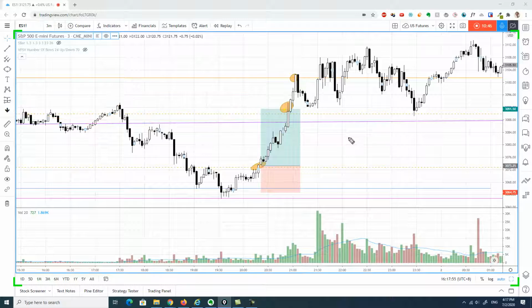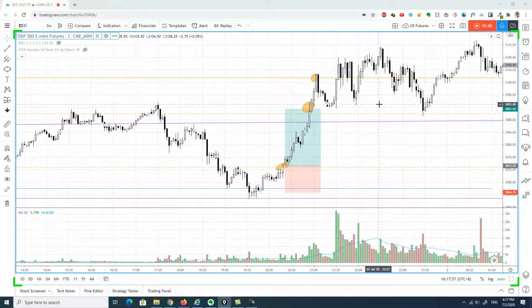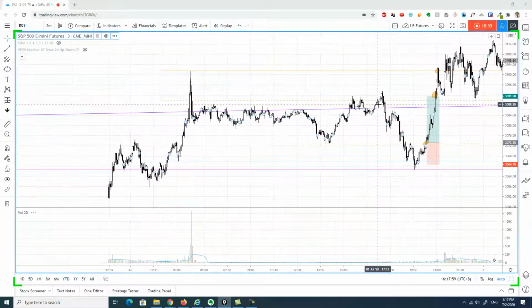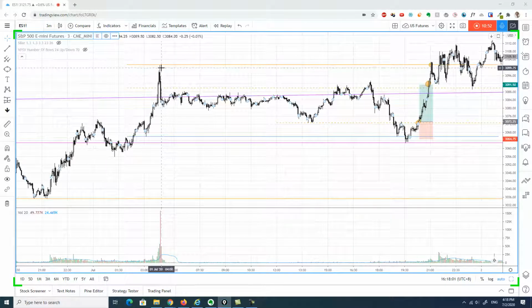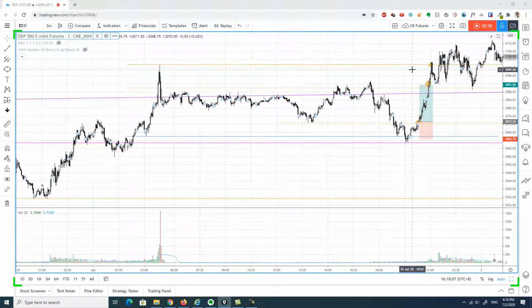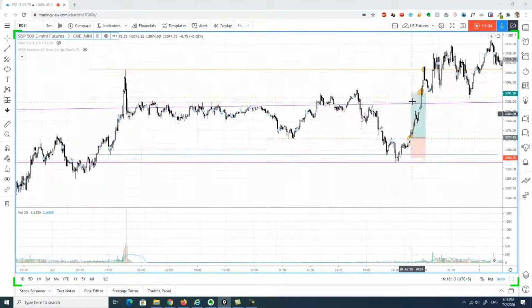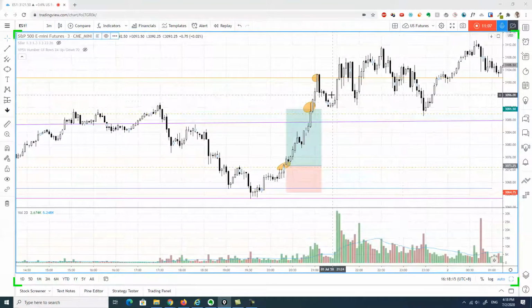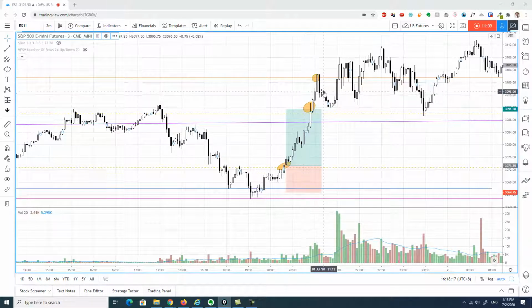Why there? It's very simple. If I zoom out a bit, then you can notice why. You can see that this is actually the previous day high, so I marked it up with this golden line here. This is the previous swing high, or previous day high. So I think it's another logical location to close my trade.